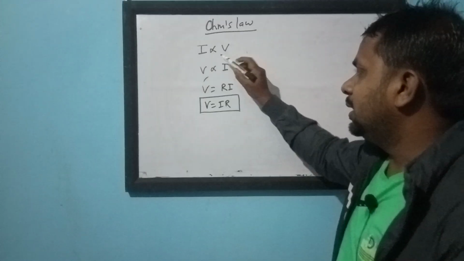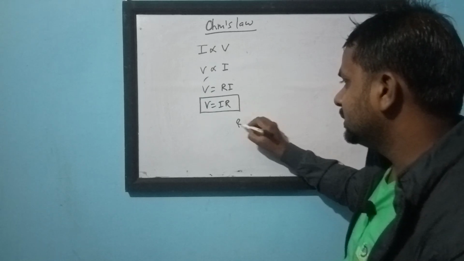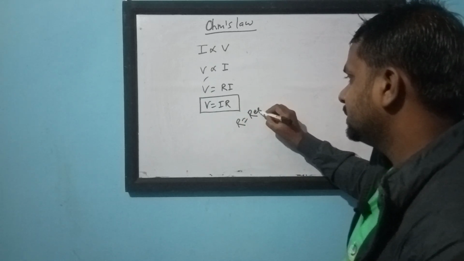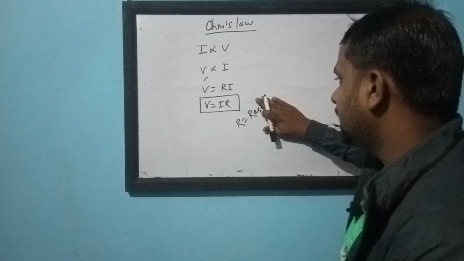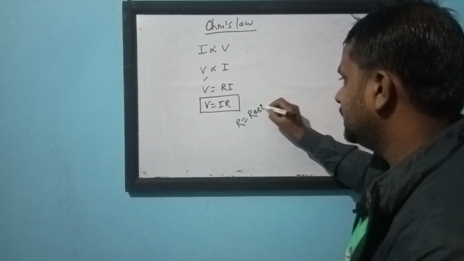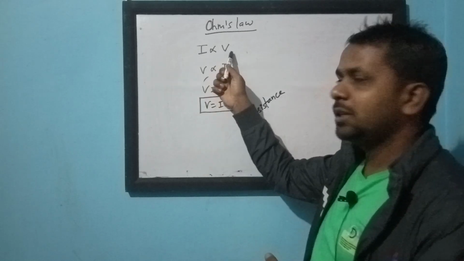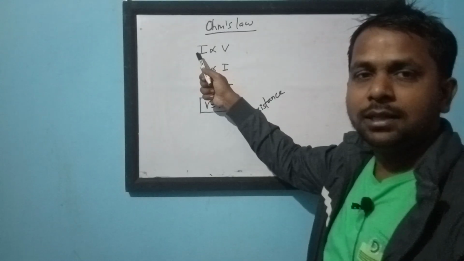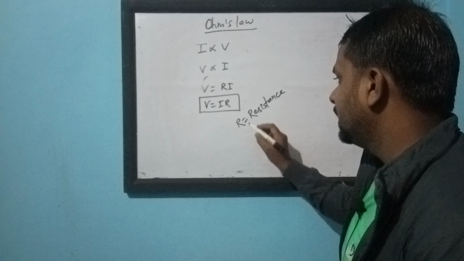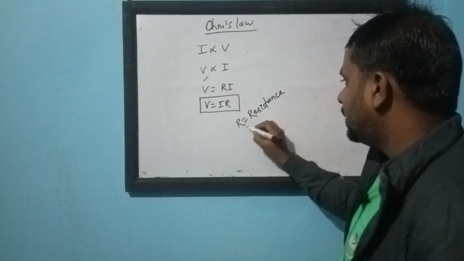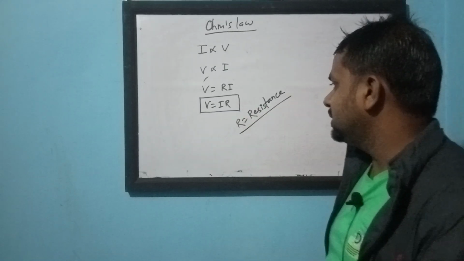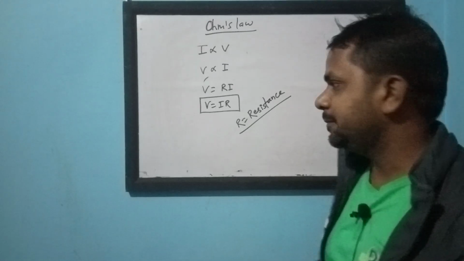Here, this R is resistance. R is a constant and it is called resistance. V is potential difference, I is electric current. Now, what is this resistance? Let us try to understand.